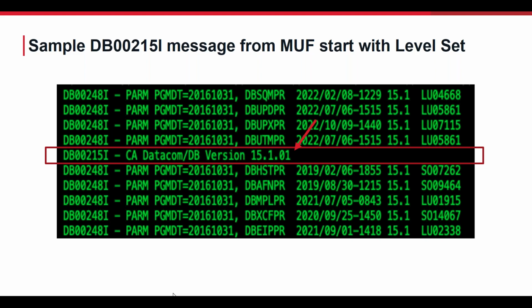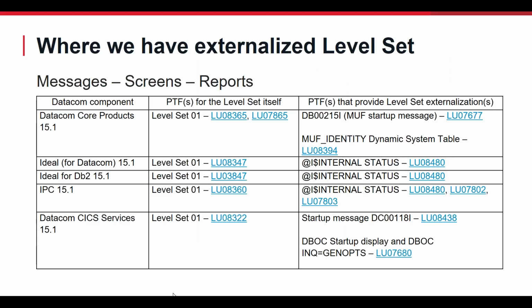Okay, next screen real quick. The next screen will show you what the PTF numbers are for the various products that we have it for right now. Like the core products, you see these 2 PTFs, and then next to it, we had to make changes in the products to be able to display these, and these are the PTFs that actually externalize the level set number. So this is the list of them.